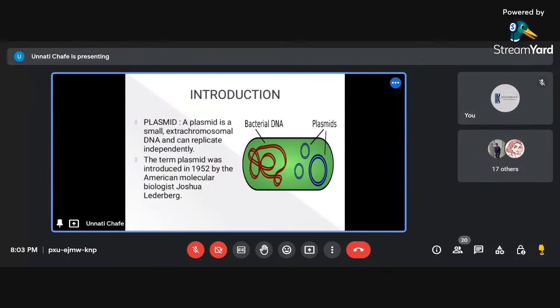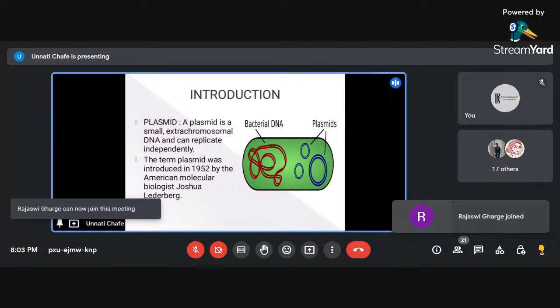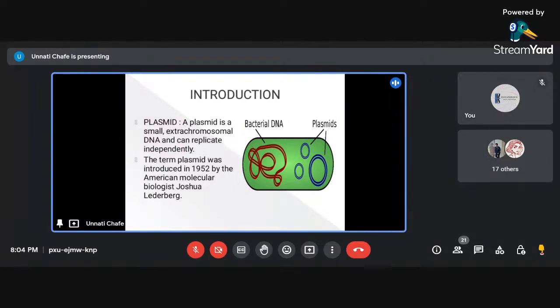Plasmid. A plasmid is a small extrachromosomal DNA which can replicate independently. The term was coined by the biologist Joshua Lederberg in 1952. You can see in this picture a bacterial cell in which there is the main bacterial DNA, along with which an extrachromosomal plasmid is present.